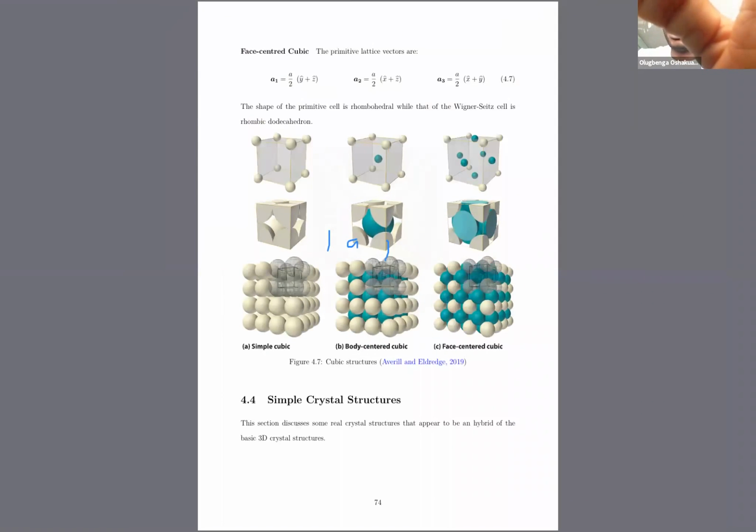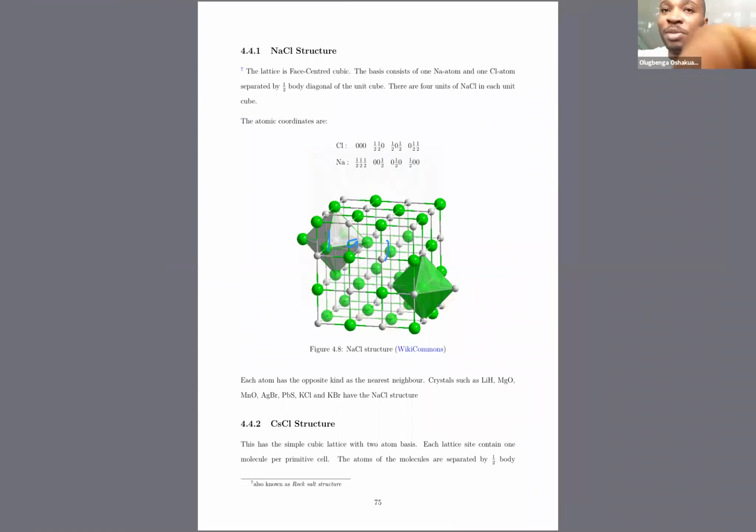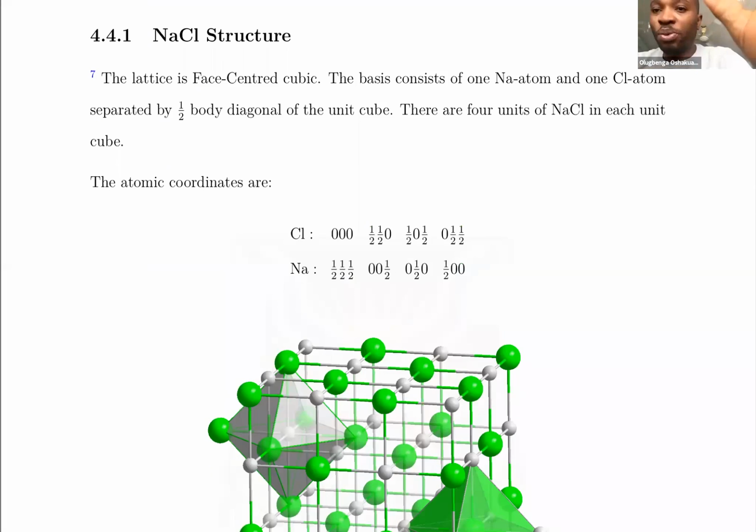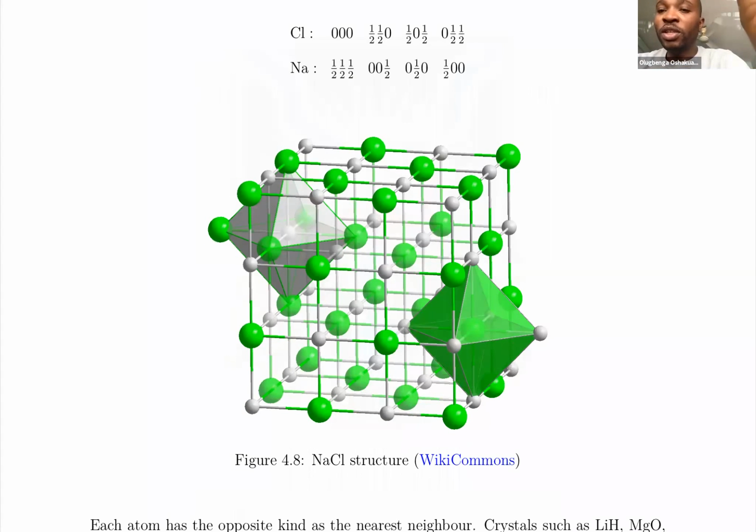right away. So the first one we'll be talking about is the sodium chloride structure. The sodium chloride structure is actually face-centered cubic, and it contains 1 sodium atom and 1 chlorine atom per cube, per basis. So let me do something like this.